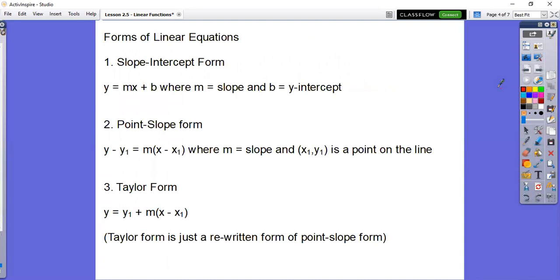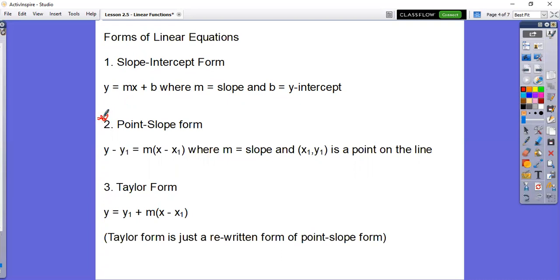So these are a few different forms of linear equations that we can write. Slope-intercept form is probably the one that you've seen hundreds of times. It's y equals mx plus b, where m is slope and b is the y-intercept. That's fine. We're also going to define what slope and y-intercept mean in the context of a problem. Two more forms, and really this is the important one.